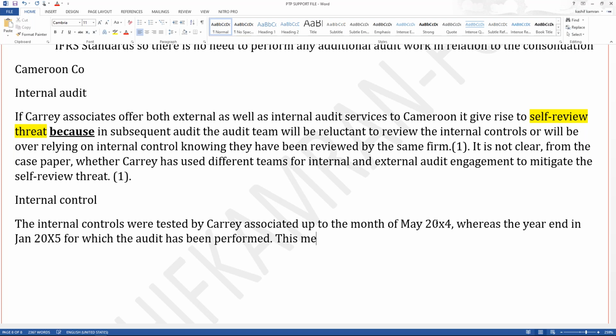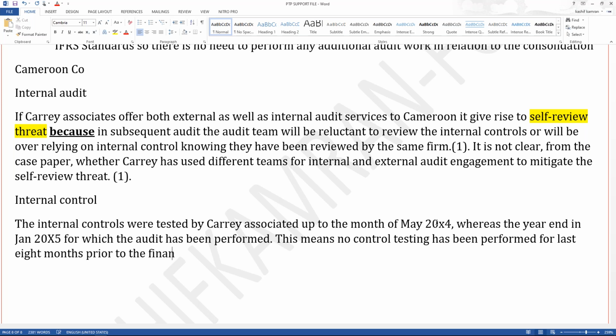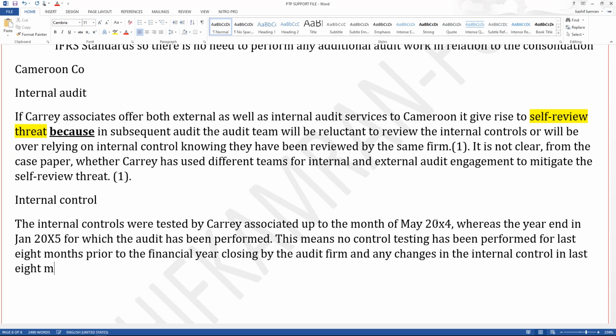This means that no control testing has been performed for the last 8 months prior to the financial year closing by the audit firm, and any changes in the internal controls in the last 8 months have gone unchecked and undocumented.